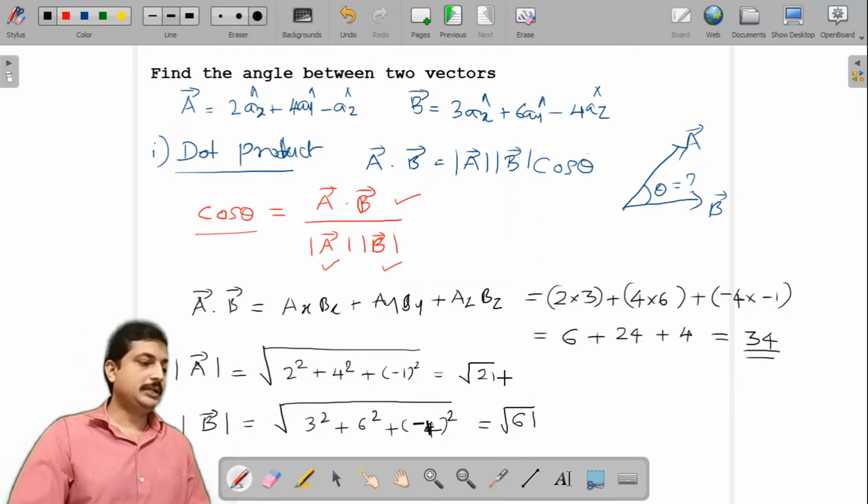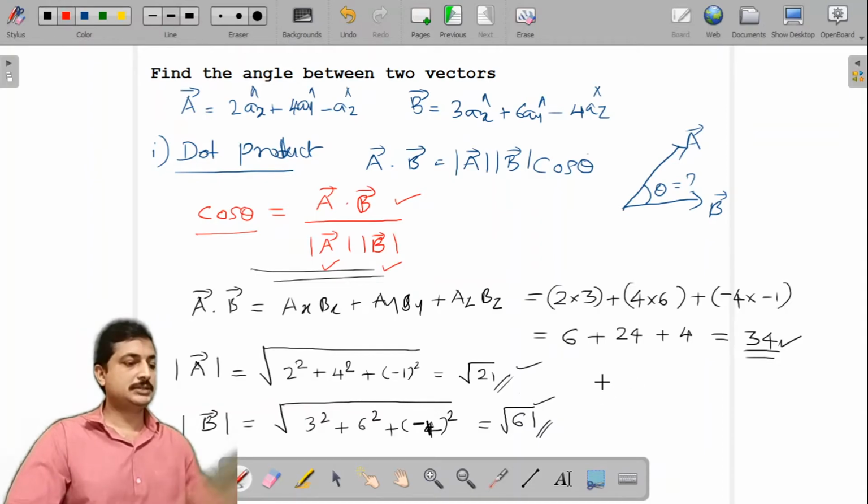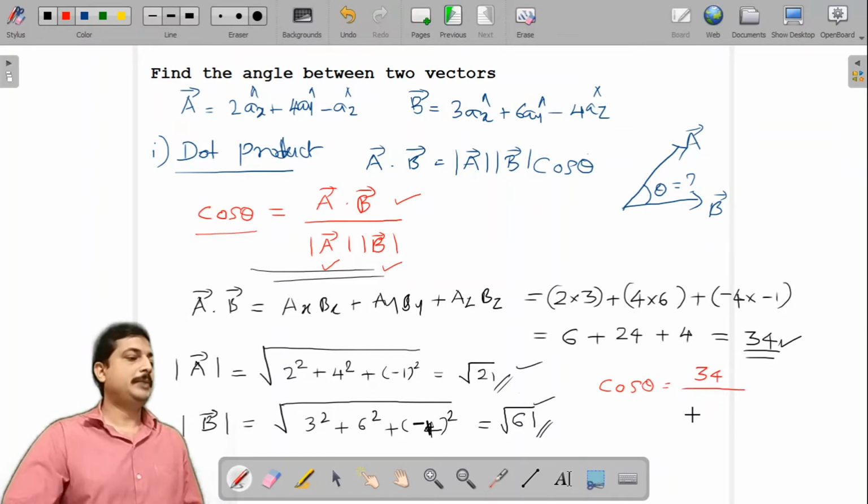Agree? So you get square root of 21 as the answer for the magnitude of A and root 61 for the B vector magnitude. Now what do we have to do? We need to substitute these values back into this formula, right? So what do we get? If we substitute back, we get cos theta as 34 divided by root 21 times root 61.